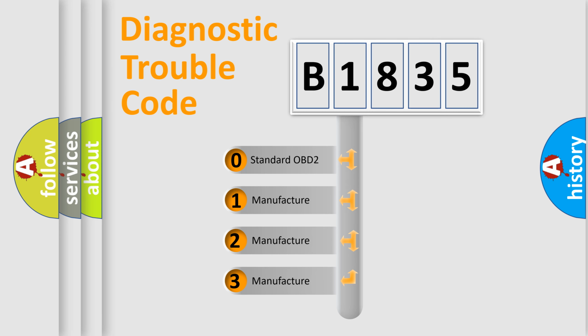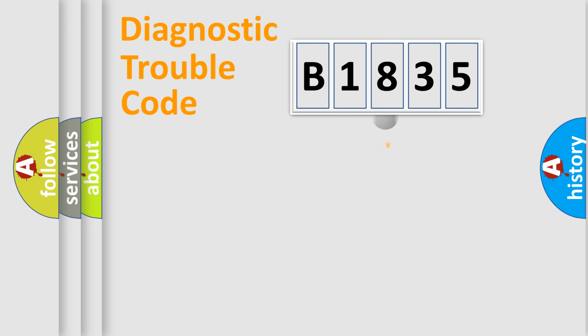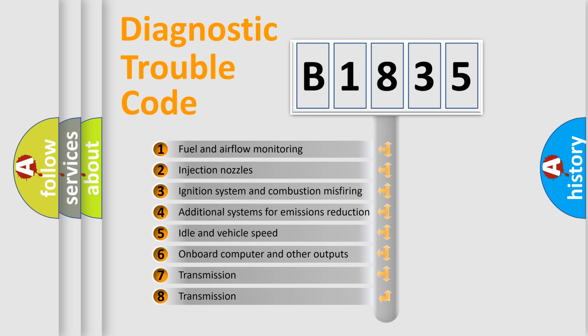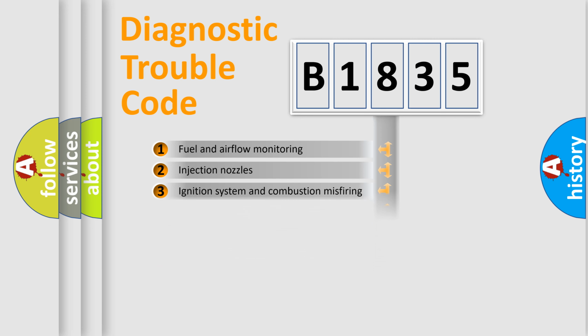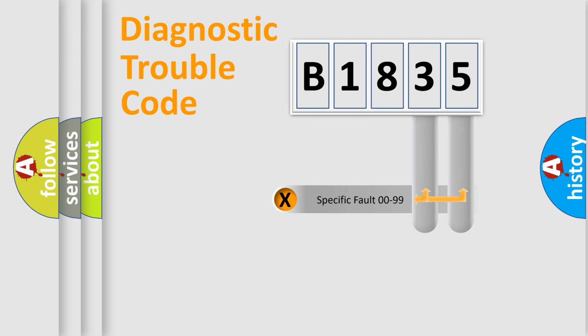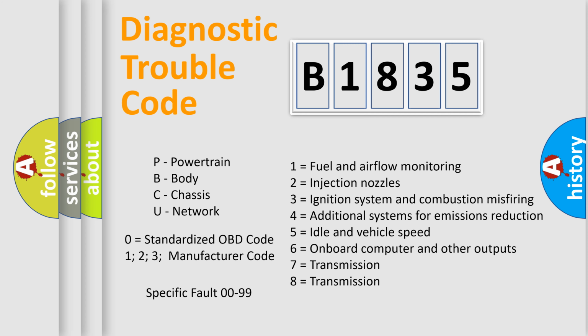If the second character is expressed as 0, it is a standardized error. In the case of numbers 1, 2, 3, it is a more prestigious expression of the car-specific error. The third character specifies a subset of errors. The distribution shown is valid only for the standardized DTC code. Only the last two characters define the specific fault of the group. Let's not forget that such a division is valid only if the other character code is expressed by the number 0.